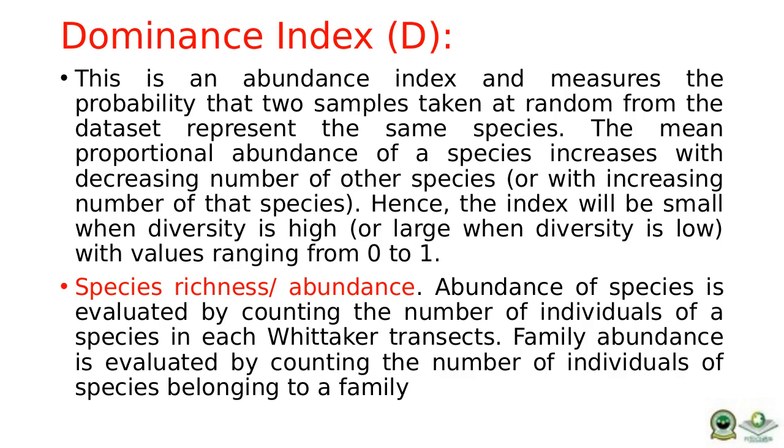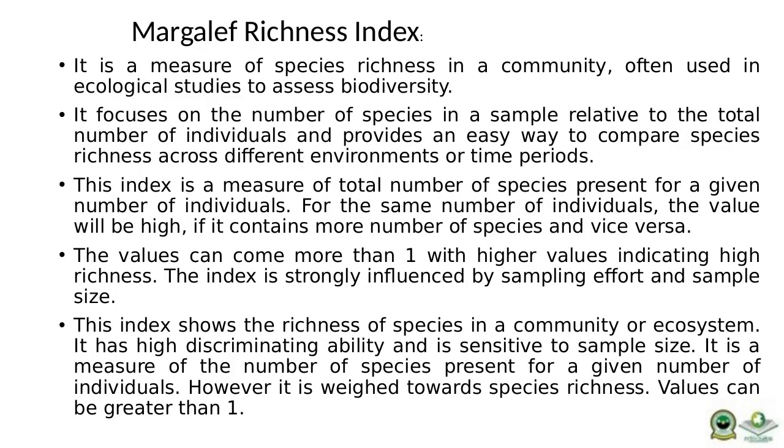If we have 40 different individuals there, and of those 40 individuals, 80% belongs to one species. You understand? So the abundance of species there, the richness is very low. Family abundance is evaluated by counting the number of individuals of species belonging to a family.